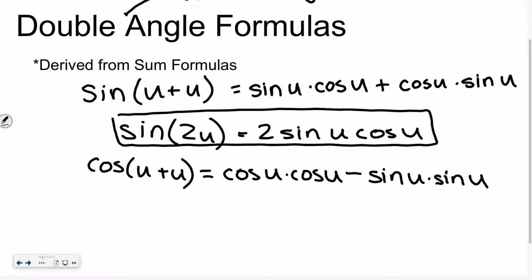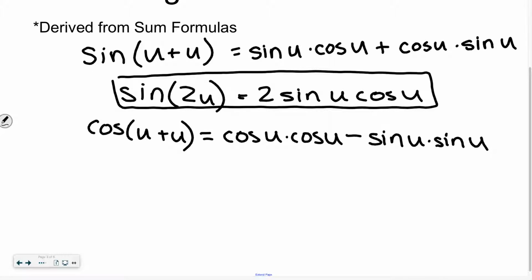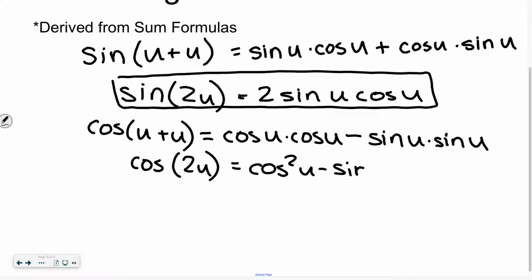How can we simplify cosine u times cosine u? We could write that as cosine squared u. So this is saying the cosine of 2u, that's what u plus u is, 2u, is really equal to cosine squared u minus sine squared u.